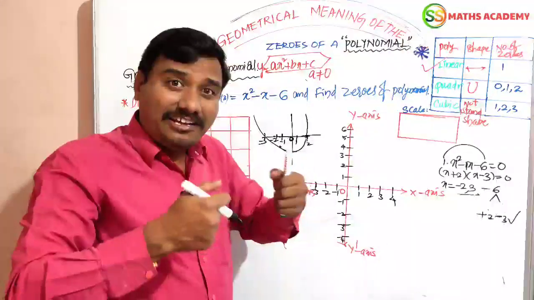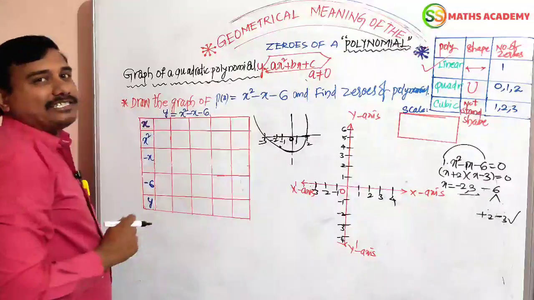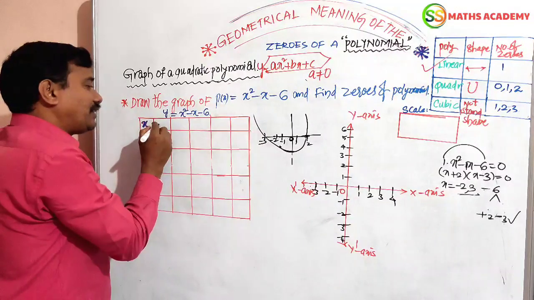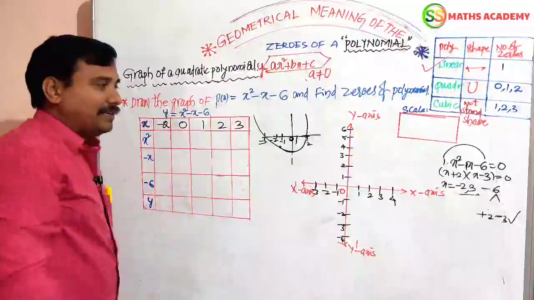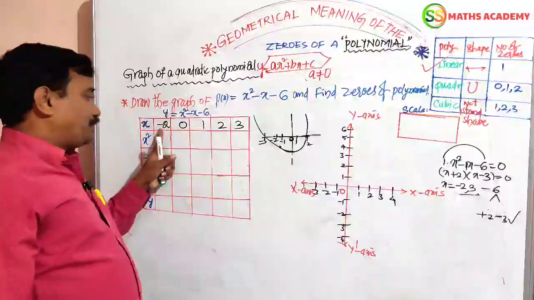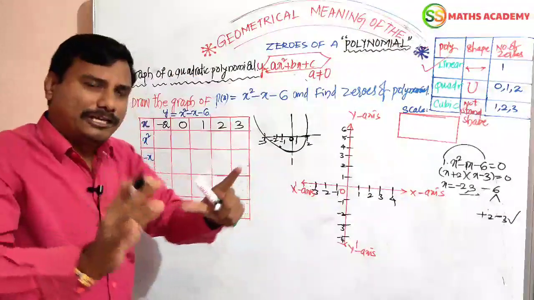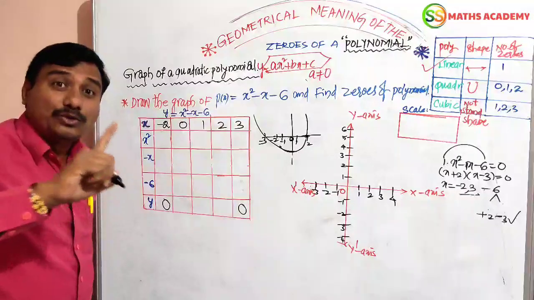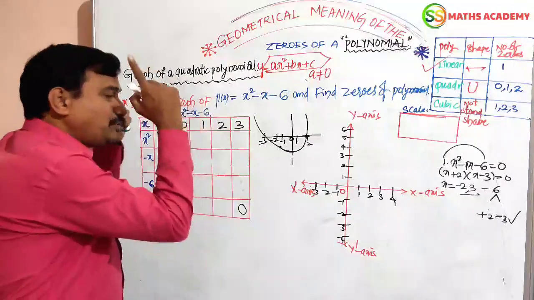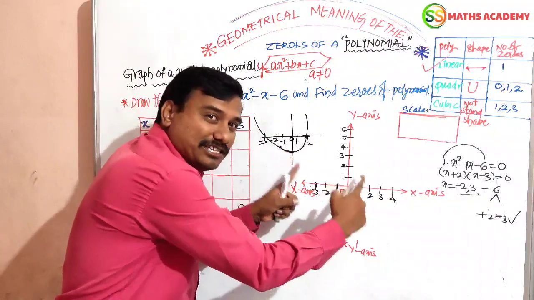Yes, we have an idea. Such points you have to keep in this box, then you should get the perfect answer: minus 2, 0, 1, 2, 3. Minus 2, yes, plus 3, you have to keep absolutely. You should get remainder 0. No doubt at all, such points will touch the x-axis at minus 2 and plus 3.